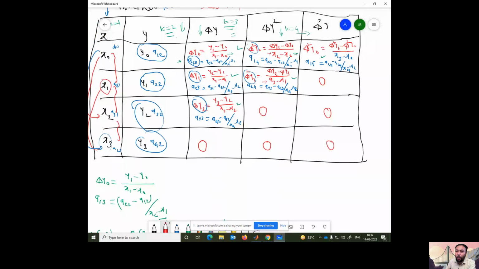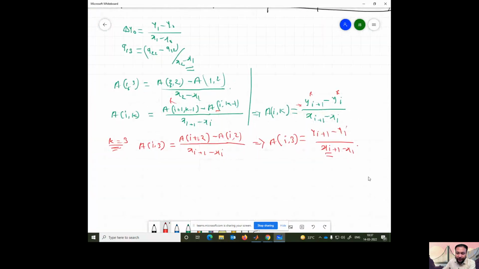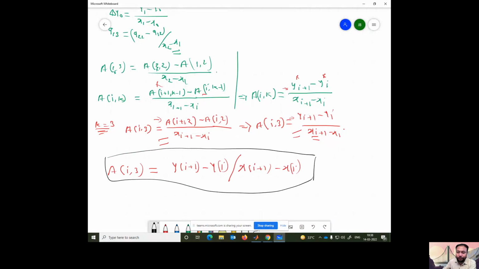Therefore, I want to use one for loop which moves the rows as per the algorithm I have developed here. Now, for the algorithm I have developed here, either I can use this one or I can use this one. In the previous forward difference table, I used this one. Let us try to use this today. The algorithm for this is a I comma 3 is equal to y I plus 1 minus y I divided by x I plus 1 minus x I. This is the algorithm we have developed for k is equal to 3.